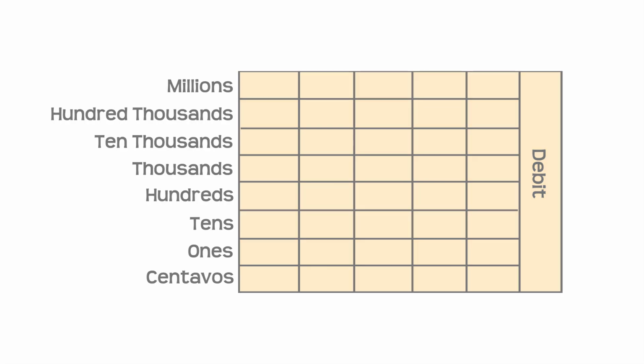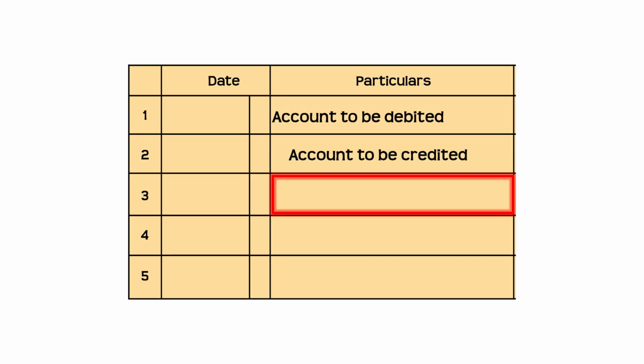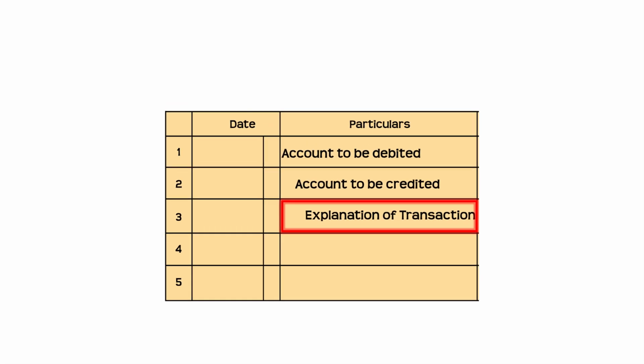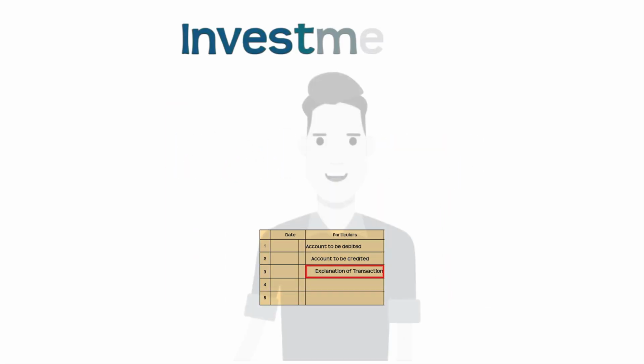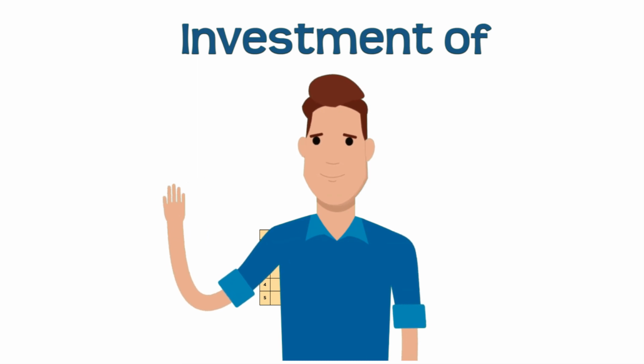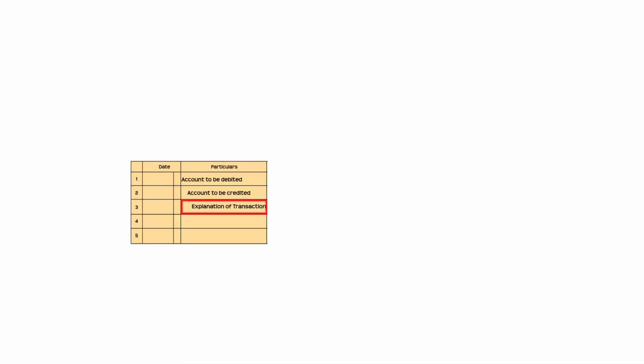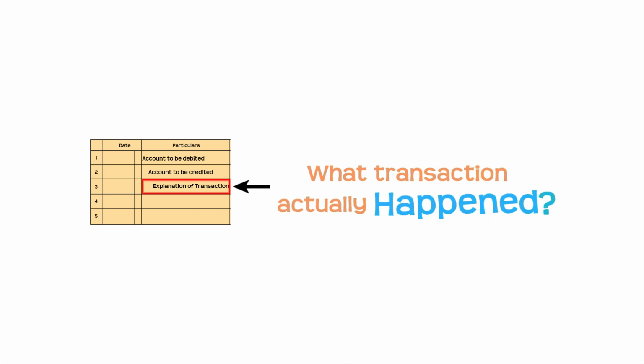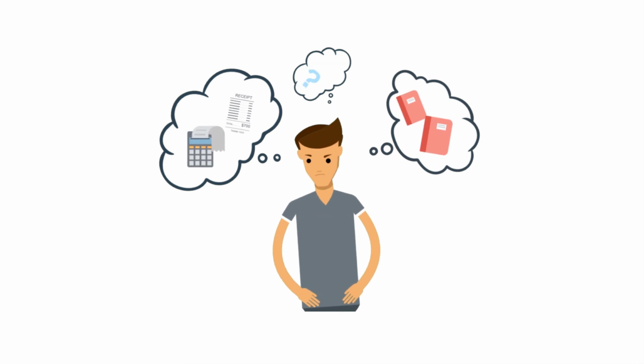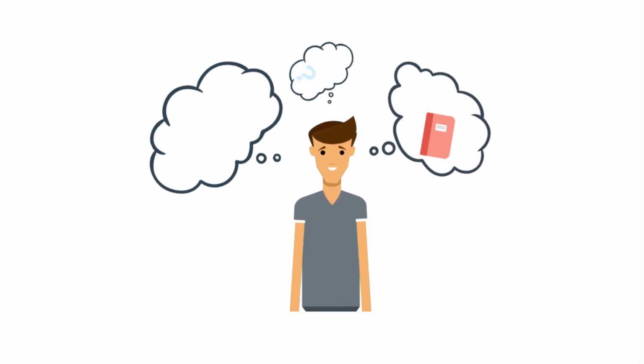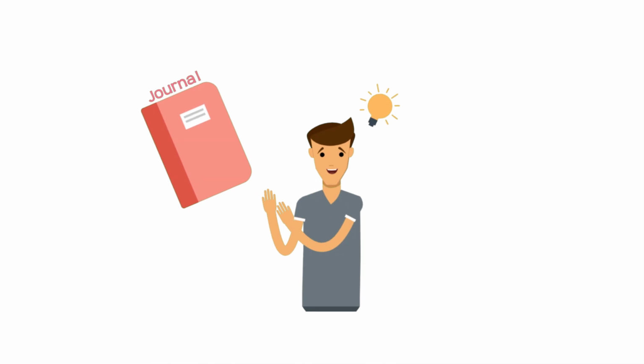For the explanation part of the journal, it is usually indented for about an inch from the edge of the particulars column and is written in the next row after all accounts have been recorded for that transaction. The explanation part is easy, especially when you really understood the transaction that occurred. In short, you'll just be stating what transaction actually happened. Journalizing is confusing, right? Don't worry, to better understand how to journalize, we'll be having examples on our next videos.